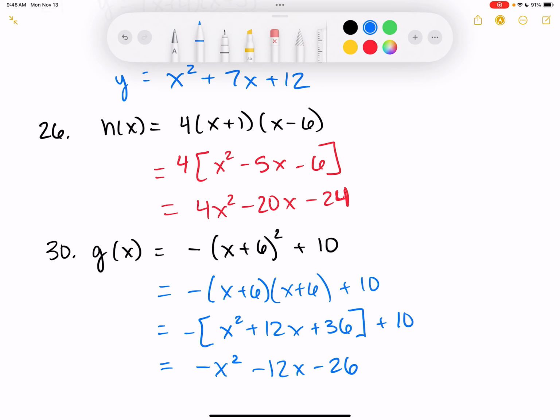Any questions? Ringing a bell a little bit, maybe. Okay.